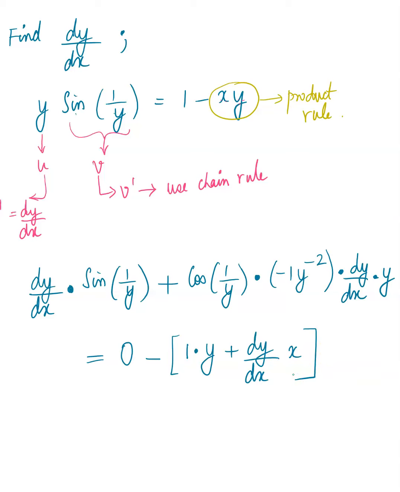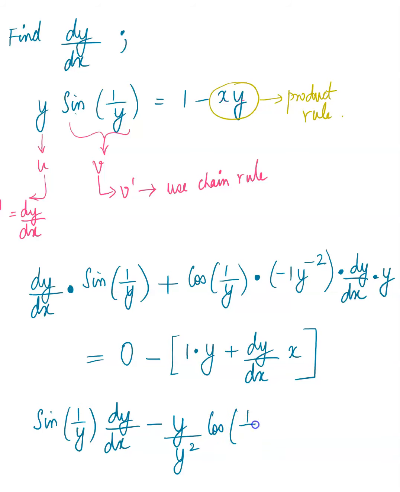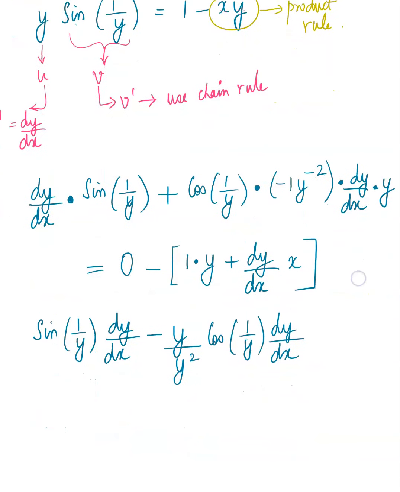Okay, so I'll do a little cleanup here so we get to see it better. Minus, I'll bring the y in front, and this y power negative 2 will become y squared, cosine 1 over y, dy over dx is equal to, on the other side I'll have negative y, I distribute the negative, minus x dy over dx.